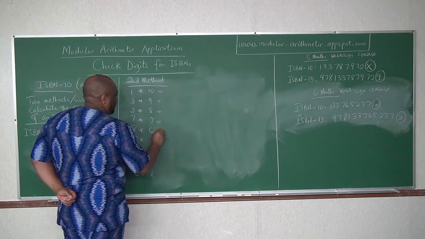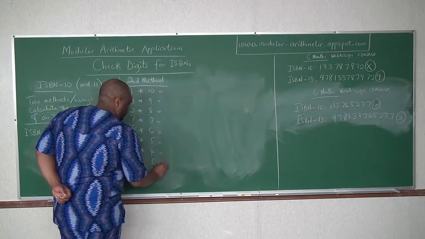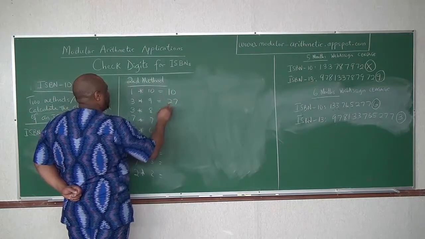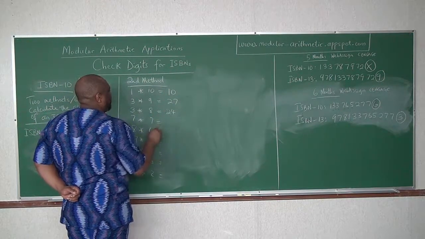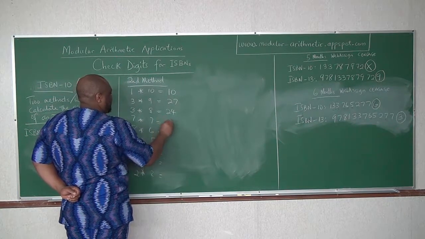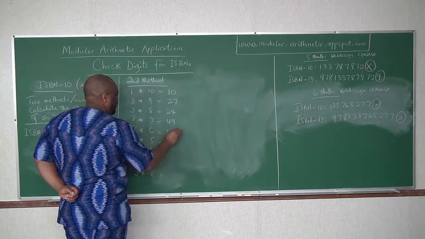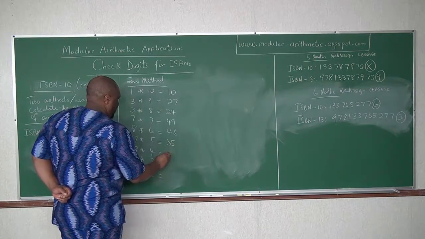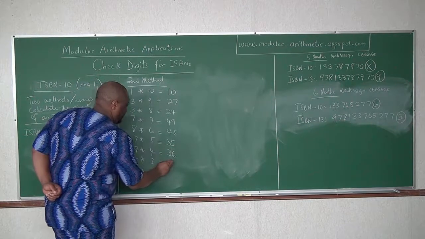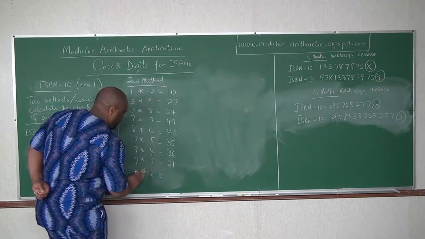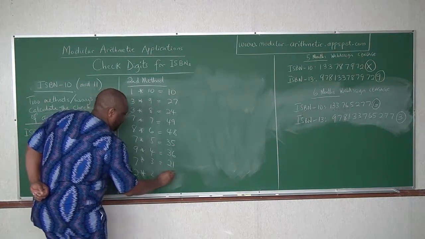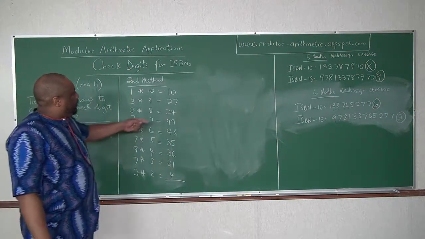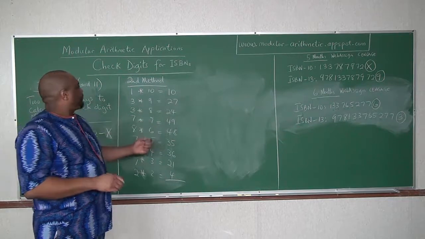So we find our products. 1 times 10 is 10, 3 times 9 is 27, 3 times 8 is 24, 7 times 7 is 49, 8 times 6 is 48, 7 times 5 is 35, 9 times 4 is 36, 7 times 3 is 21, 2 times 2 is 4. Okay, so we add it up. We find the sum.